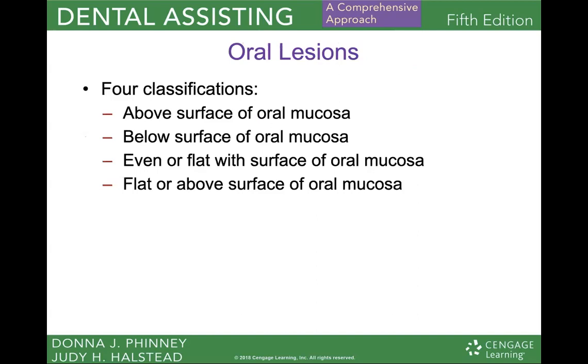Abnormal tissues in the oral cavity are called lesions and are further classified according to their placement in relation to the surface of the mucosa. So there are 4 classifications: above the surface of the oral mucosa, below the surface of the oral mucosa, even or flat with the surface of the oral mucosa, or flat or above the surface of the oral mucosa.